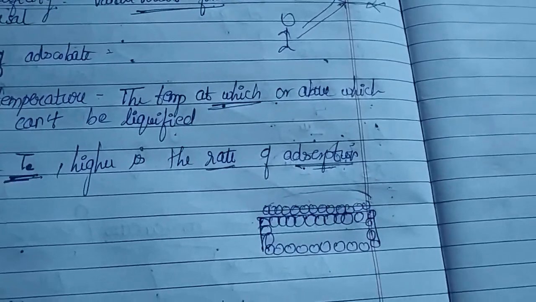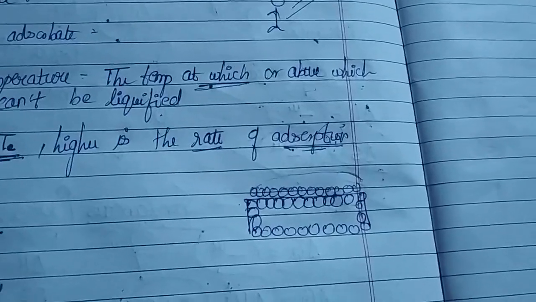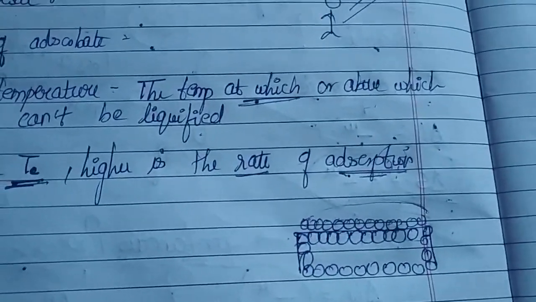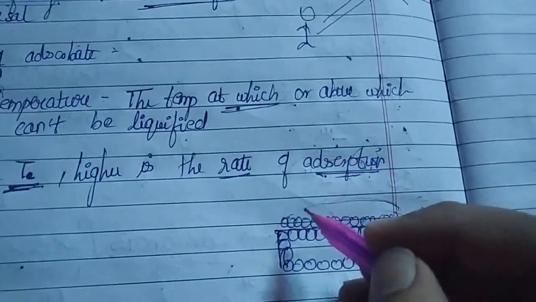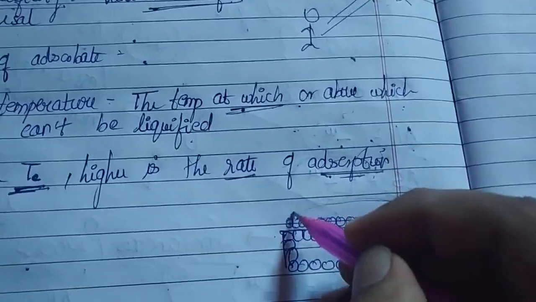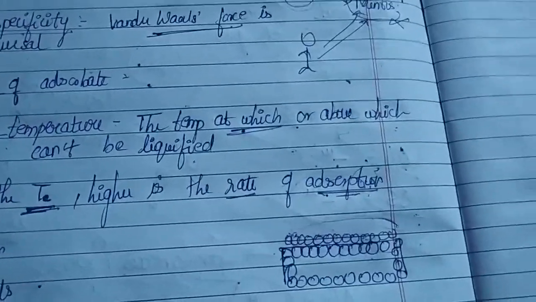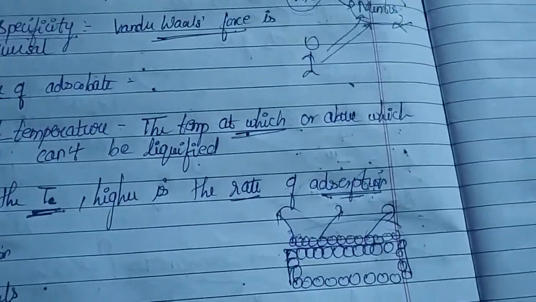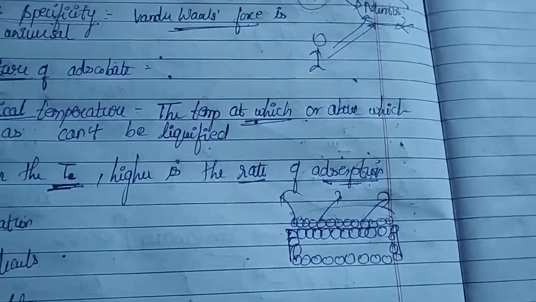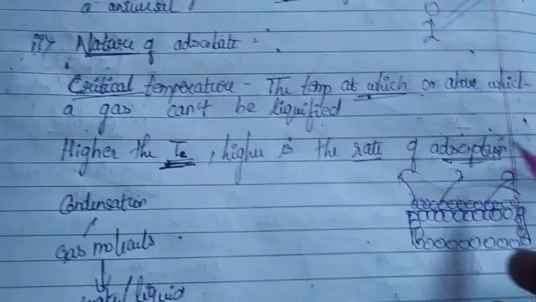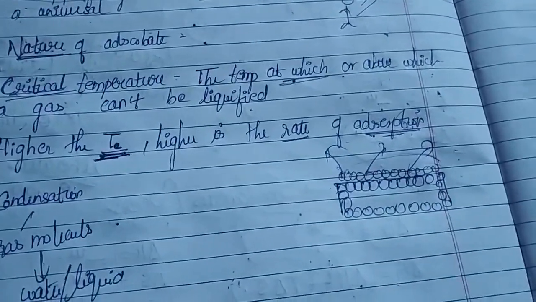But once the critical temperature decreases, what happens? These gas molecules cannot be liquefied, whatever pressure you may apply. Even if you try to make them sit on the surface, due to their highly random motion, they once again get desorbed. So we say that the higher the critical temperature, the more the rate of adsorption will be.